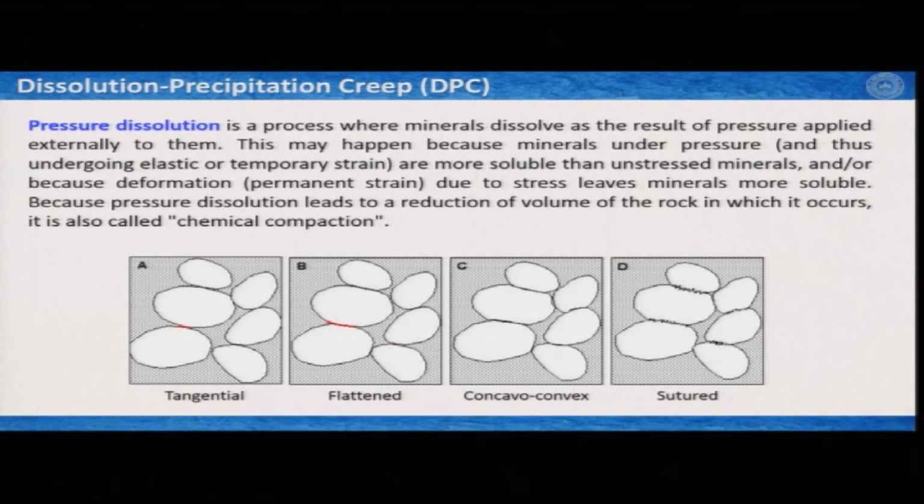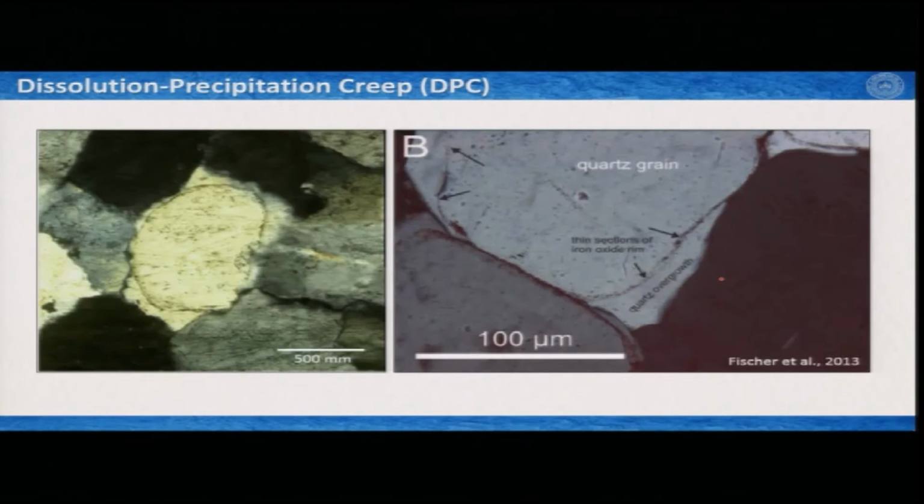Slowly, the force is generated on this side, and then they dissolve here at the surface, and finally this becomes like a sutured boundary or sutured contact between these grains. So, when this happens, certainly some materials got dissolved here and they get deposited on the sides of this grain. So, this is somewhat what you see.